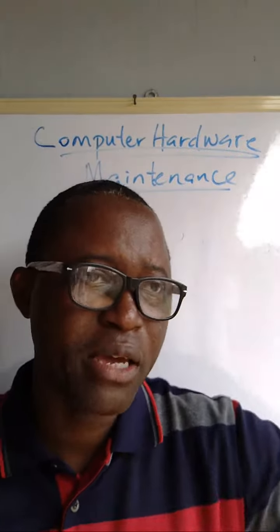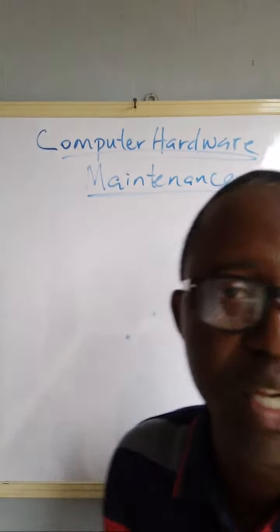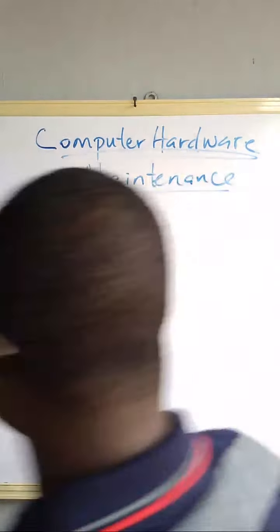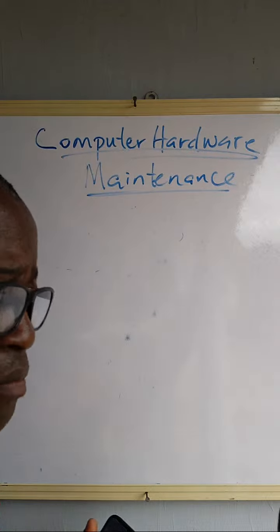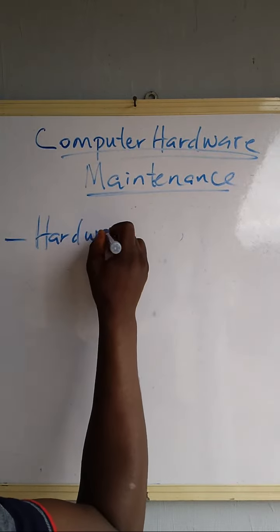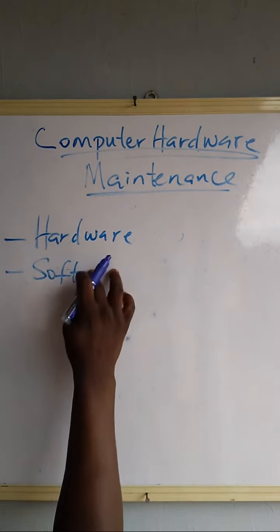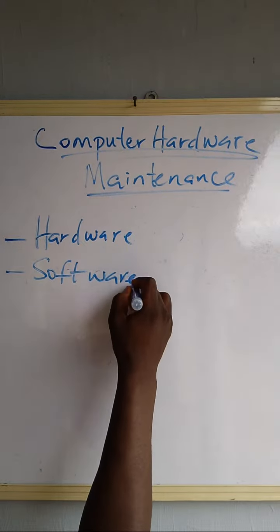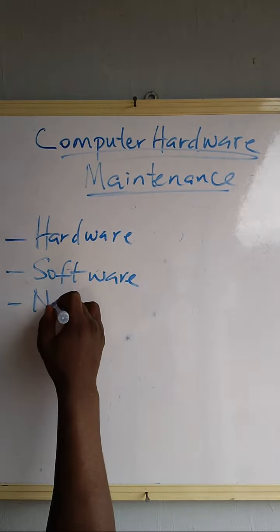Now, let us bear in mind the first thing: computer faults can be in two parts, or sometimes three parts. One can be hardware faults, hardware. Another one can be software. And then we can have networking faults, networking.